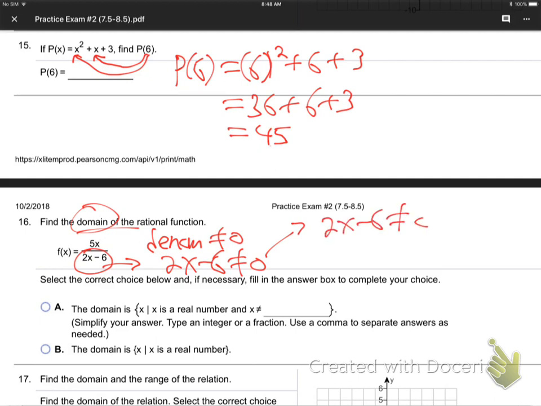So 2x minus 6 cannot be 0. Move the 6 over. 2x cannot be 6. It becomes positive 6 when you jump it to the other side. Divide by 2. x cannot be 3. So x cannot be 3. Anything but 3 is fine.